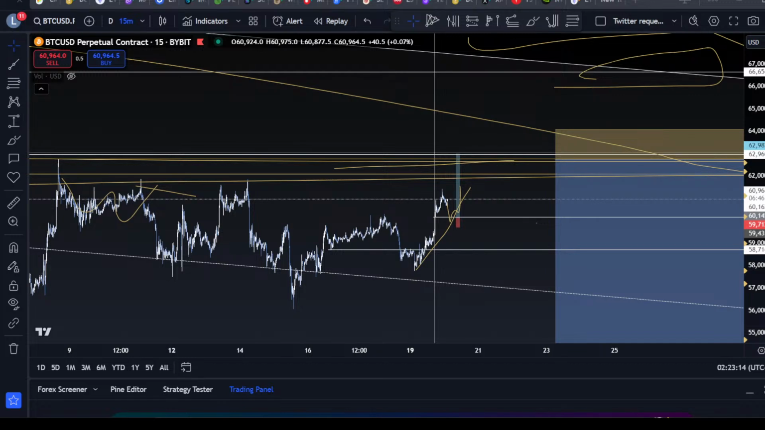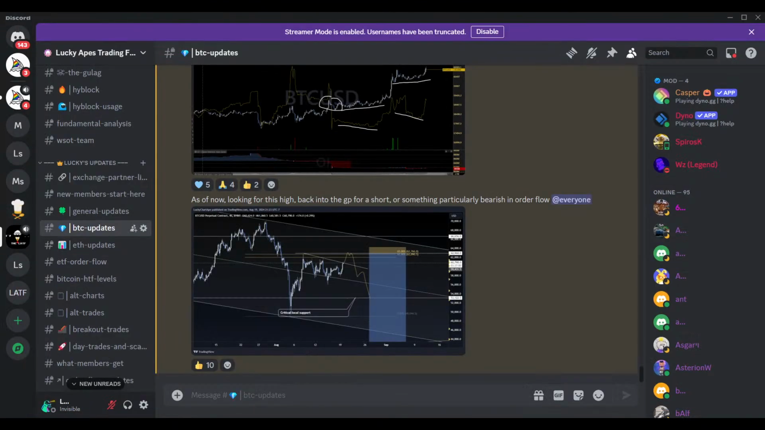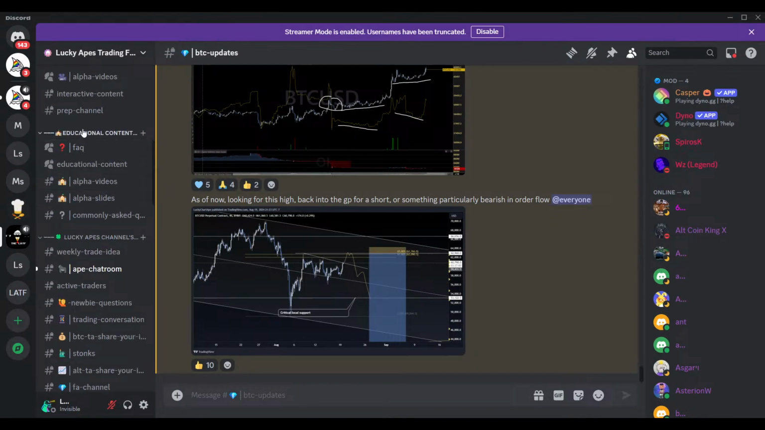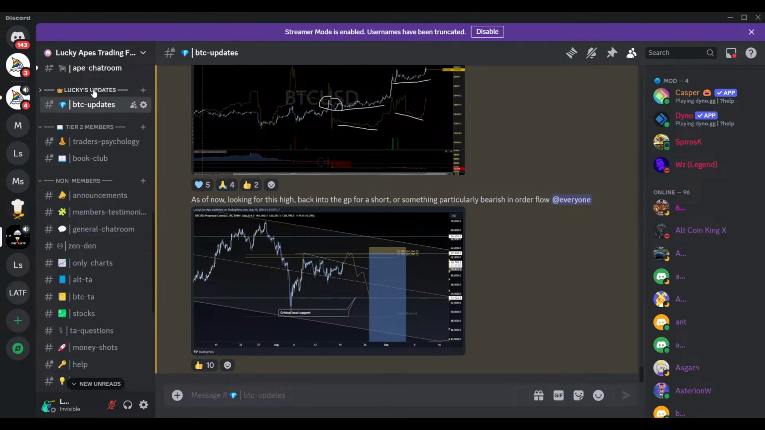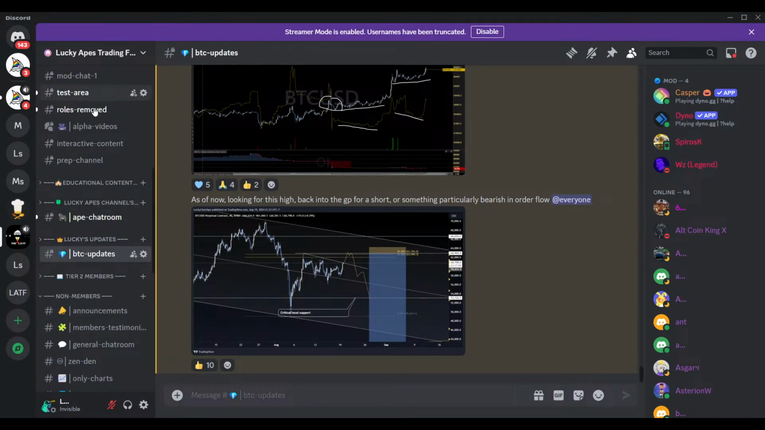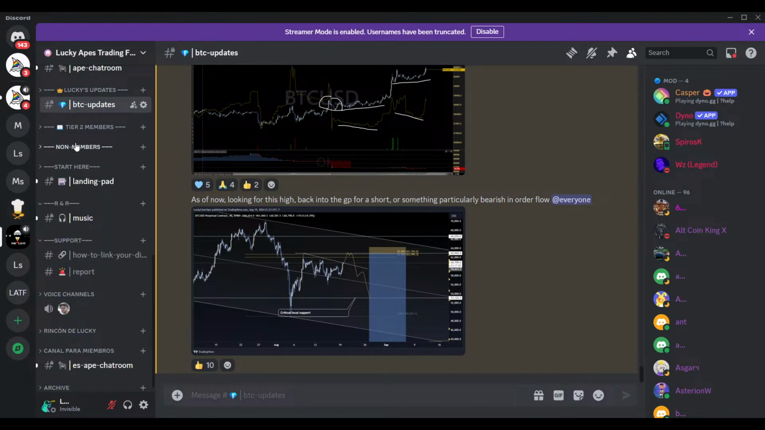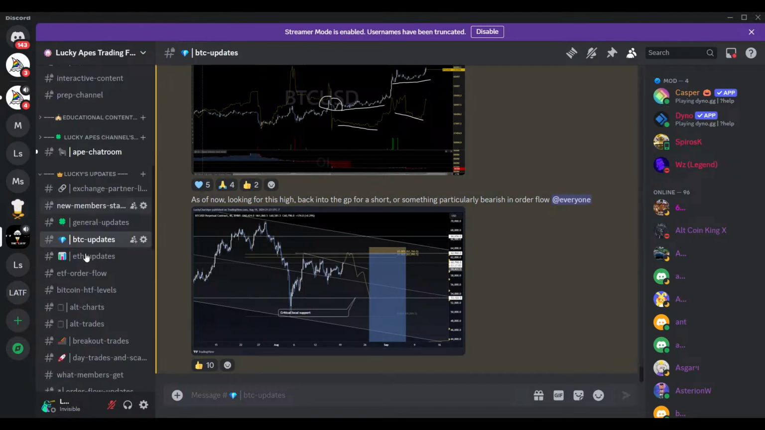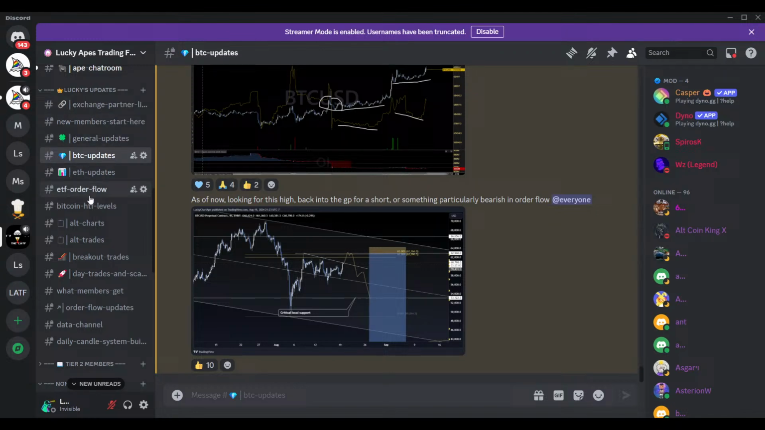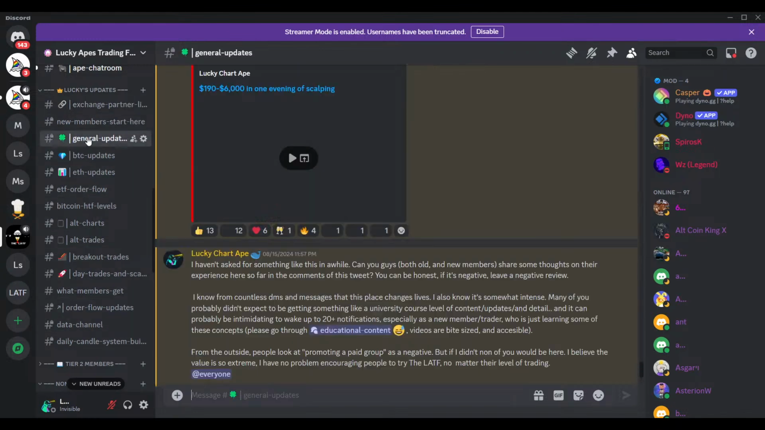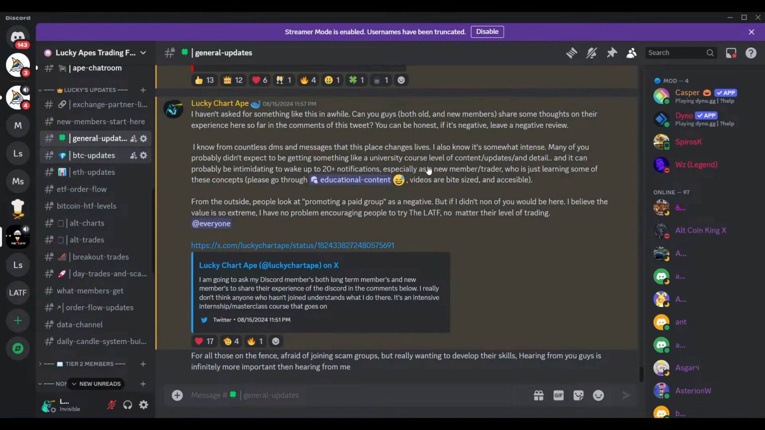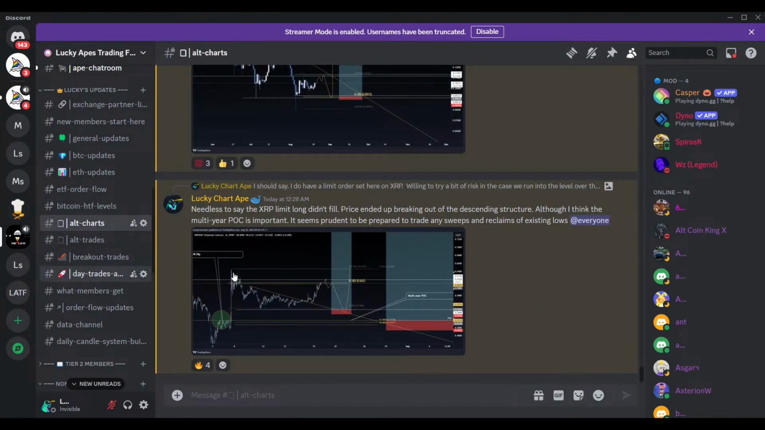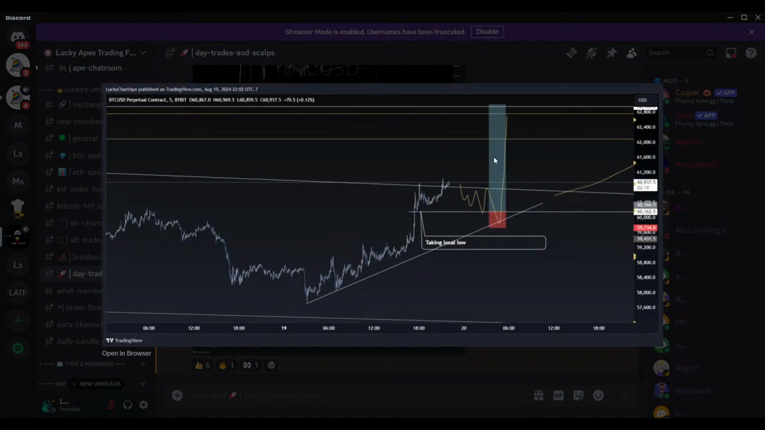So one thing I'll say is that if you've never used Discord, when you first join, it can just be so overwhelming. And so I'll just say, this is how it works. If you're not a member, you don't see all of these channels. You only see the non-members channels. When you become a member, you get access to these 3 headers. One is Lucky's updates. These are just specific topics where only my updates will show up. So Bitcoin updates, ETH updates, alt charts, alt trades, day trades. So for example, the trade today is in the day trades channel.